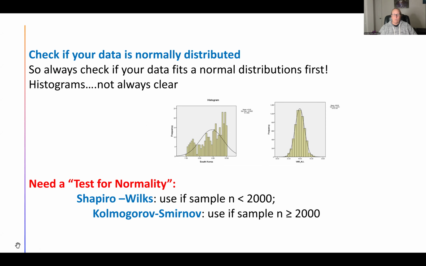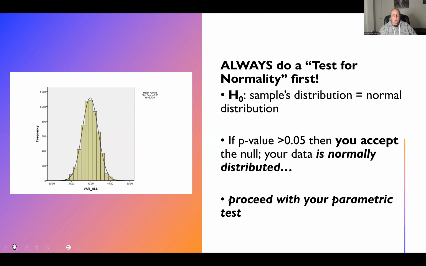Remember how to check whether or not your data is normally distributed. The first thing you do is make a histogram. Sometimes it's really clear, like here on the right and on the left, sometimes it's not. So we do those tests for normality. Shapiro-Wilks is less than 2,000 samples, and the Kolmogorov-Smirnov is over 2,000 samples.